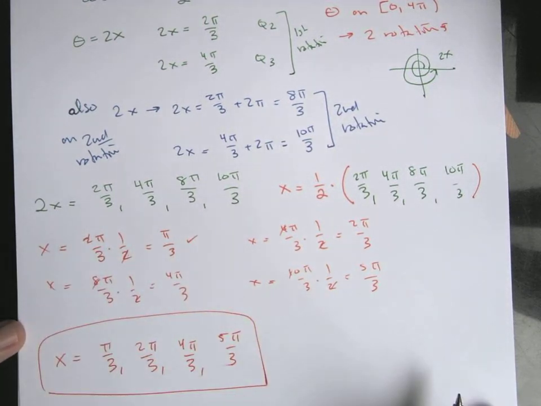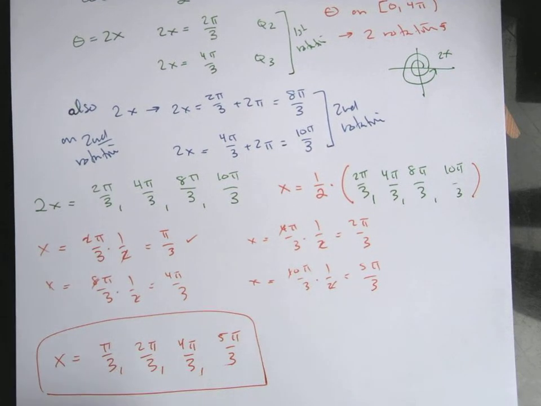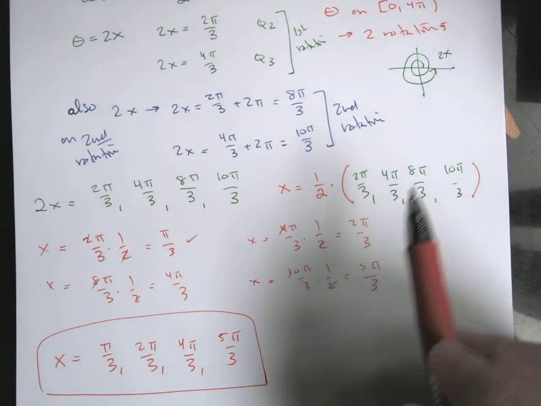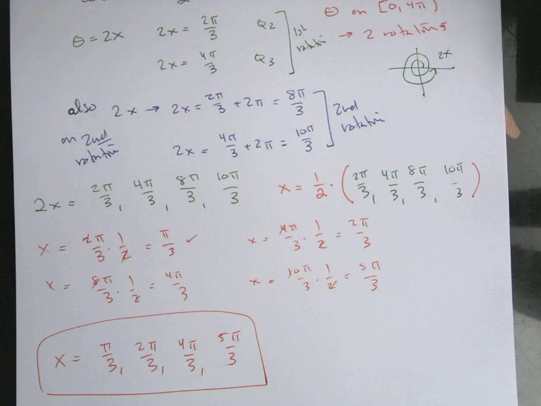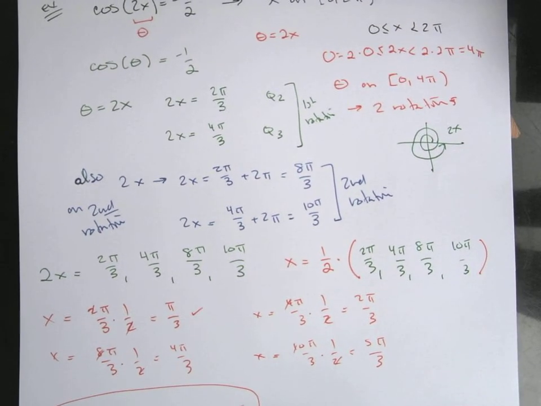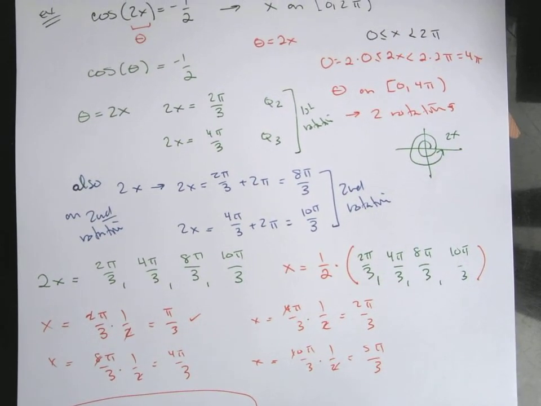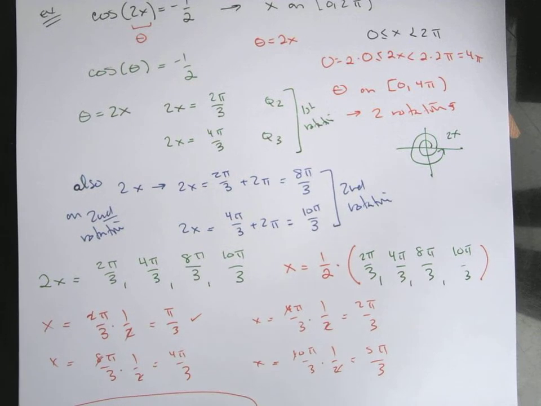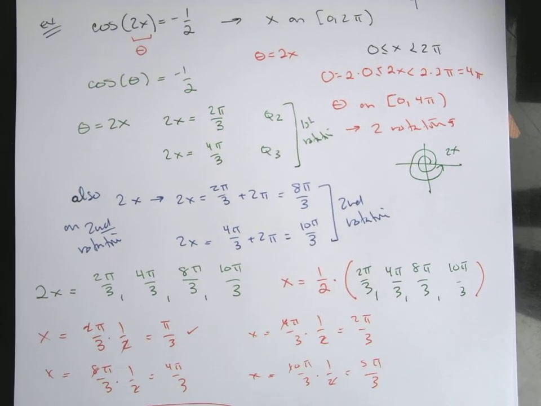Right, so this is essentially my quadrant 2 and quadrant 3 angles, based on 2x going once and then twice around. But when I divide these away, I end up with these final values here. So kind of tricky, a little bit different, right? There's a bit of doubling and then cutting it in half. There's a bunch of different things going on here.